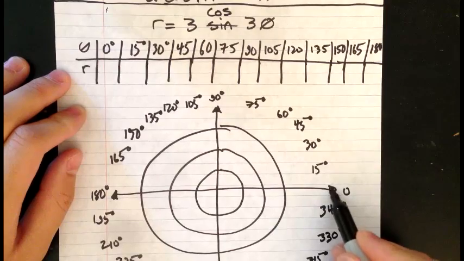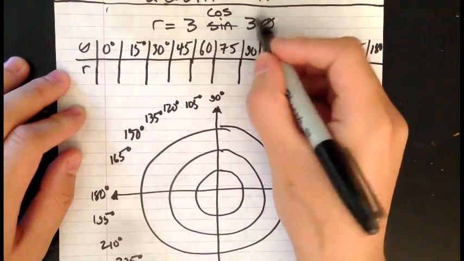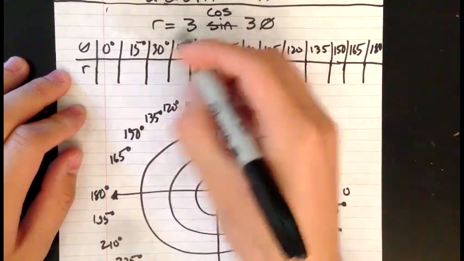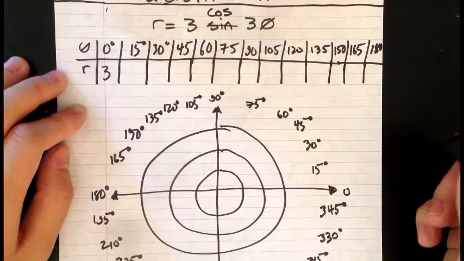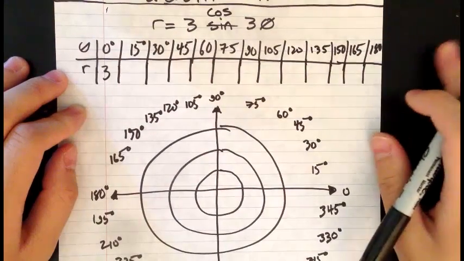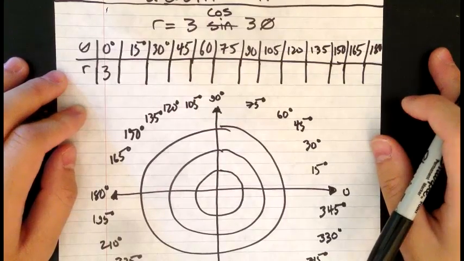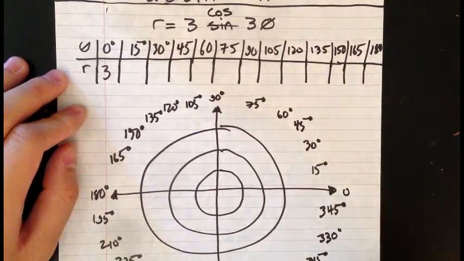Cosine of 0 is 1. Then you take that 1, times it by 3. Put 3 right there. And that's the basics of plotting your points, figuring out your points. And we'll fill in the rest right now.